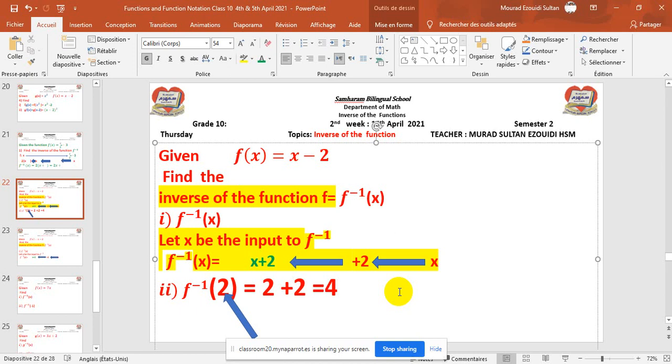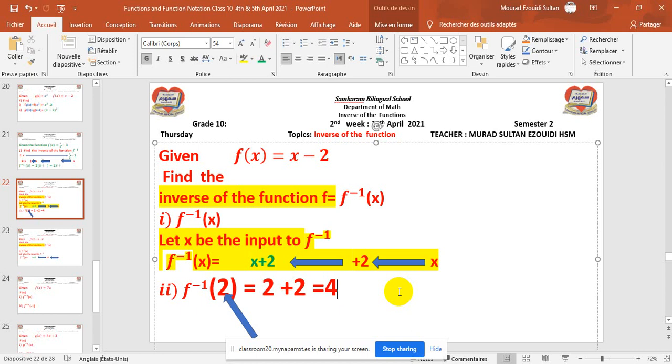Teacher, yes. This f minus 1, can it be minus 2 or 3? Can we change the number? No, my daughter. f minus 1 is the inverse of the function. You cannot write it f minus 2 or f minus 3. It's not a power, it's not an index. Okay, thank you, my daughter. Can I move to the second slide?